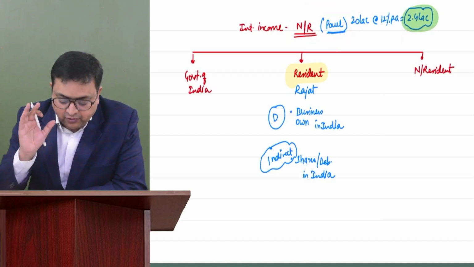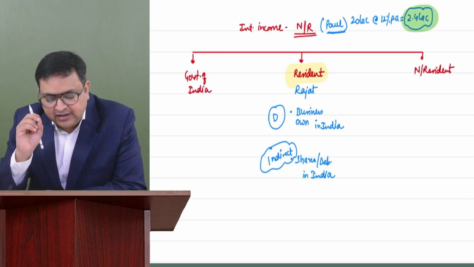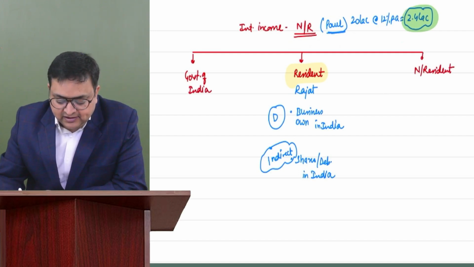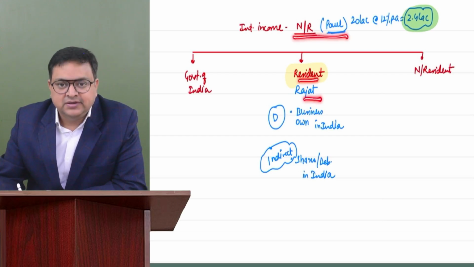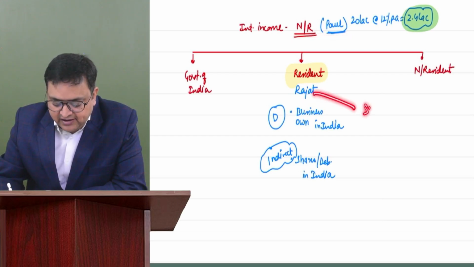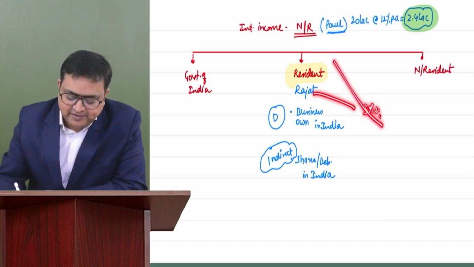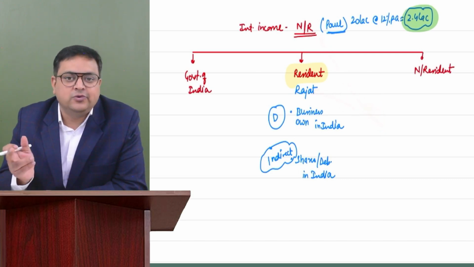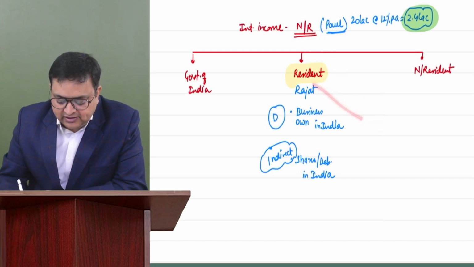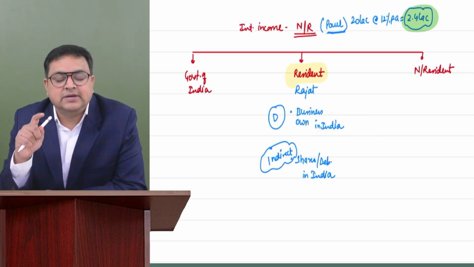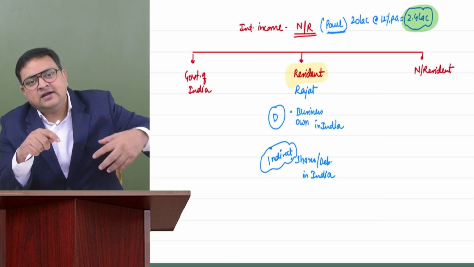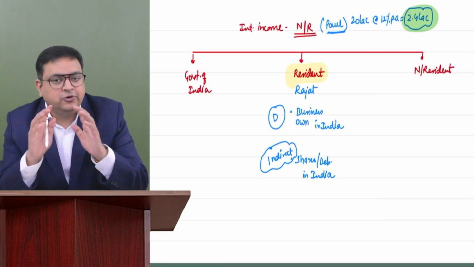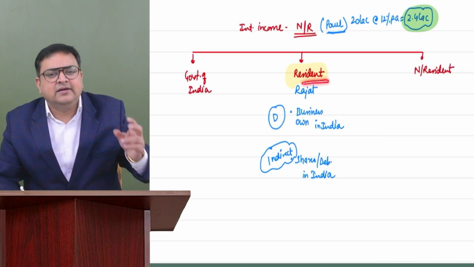Got it? Now, the question will give you some points. Let's say they will say there is a non-resident Paul, there is a resident Rajat. He has invested in his Sri Lanka business, and he's paying 2.4 lakh to Paul. Is it taxable? No, because that money is not invested in India, right? Some students will make this mistake. They will say, sir, resident is paying, so this income is taxable in the hands of Paul. No.